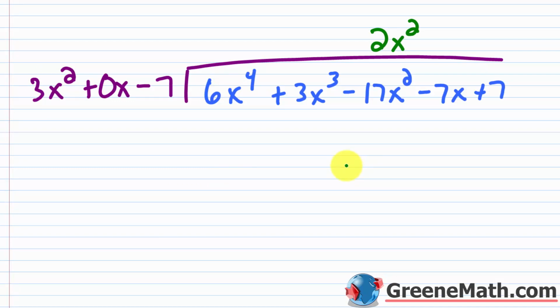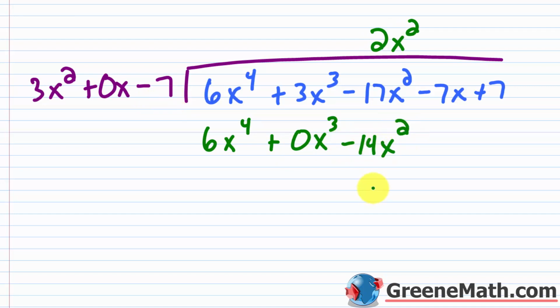We want to multiply. So we're doing 2x squared times this entire thing. 2x squared times 3x squared will give me 6x to the 4th power. Then 2x squared times 0x, you can do that if you want. Let's just put plus 0x cubed. We know this is 0, but I'm putting it in as a placeholder. Then 2x squared times negative 7 would be minus 14x squared.